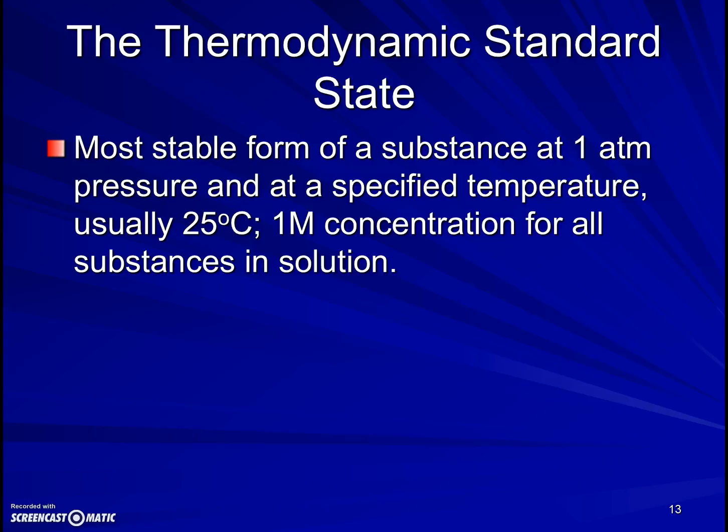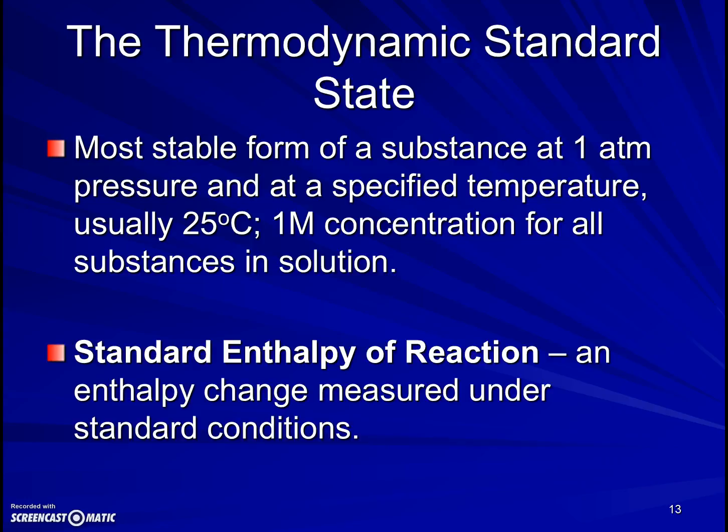And so the standard state is the most stable form of a substance at normal pressure, which is 1 atmosphere, and a specific temperature. And normally standard state is considered to be 25 degrees Celsius, that's 77 Fahrenheit. And if we're talking about a solution, we consider it to be 1 molar solution. And so when you see a standard enthalpy for a reaction in a textbook or in a data table somewhere, that is the enthalpy change that was measured for that reaction or calculated for that reaction under the conditions we just described, standard conditions, 25 degrees, 1 atmosphere, and 1 molar for concentration of solutions.